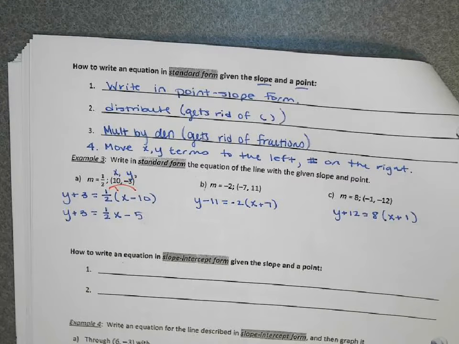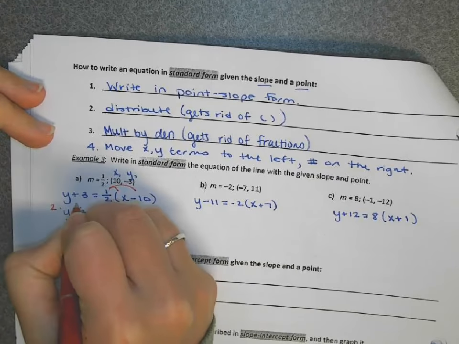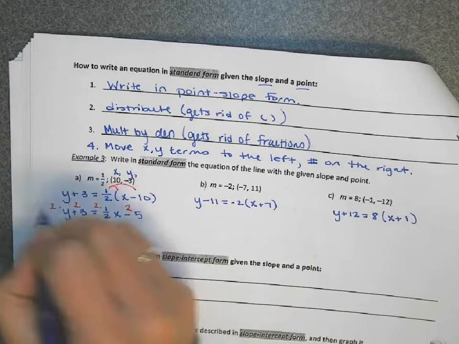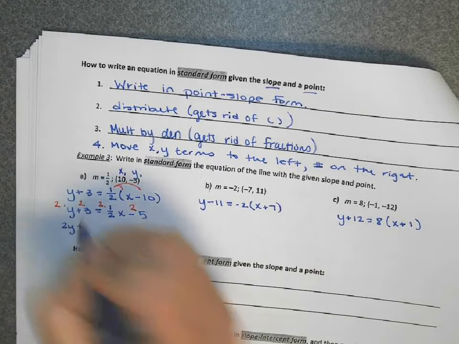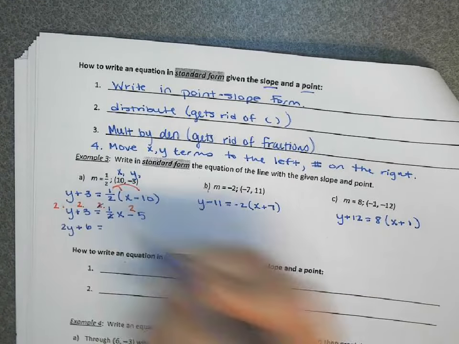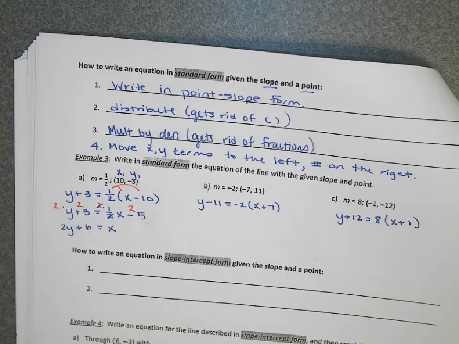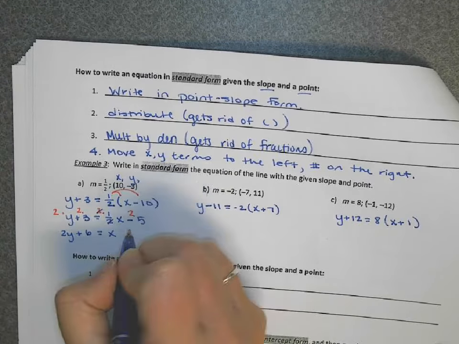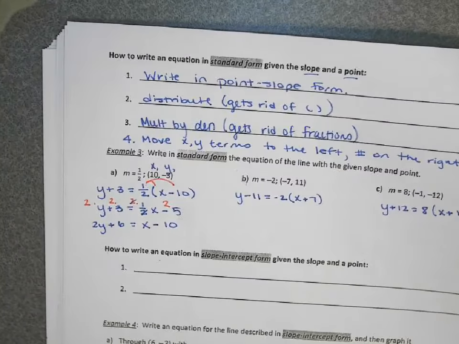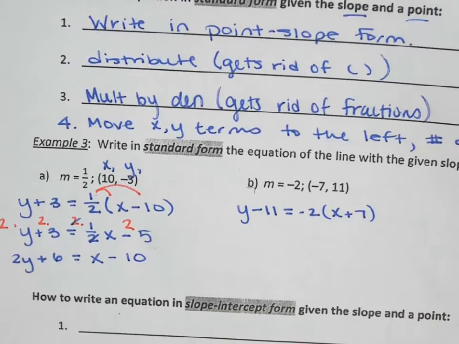All right, then the next step says to multiply by the denominator to get rid of fractions. So what am I going to multiply by? By 2. So times this by 2, times that by 2, times this by 2, times this by 2. All right, 2 times y is 2y. 2 times 3 is 6. 2 times 1 divided by 2 is going to be 1. So just x, I don't have to write 1x. I can if I want, but 1x. Minus 2 times 5 is 10. All right, I'm almost there.